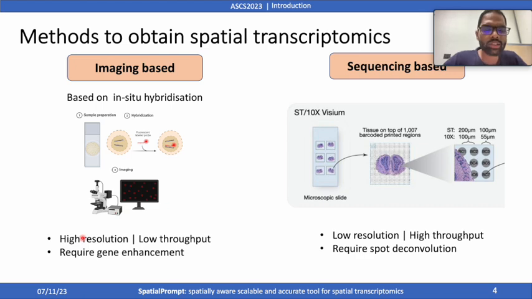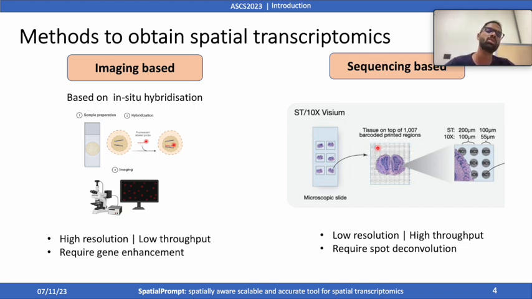The advantage of this technique is that it is high throughput. One can get the transcriptome level of all the genes that are present in our sample, but the resolution is low. This is the downside. The points you are seeing here we call spots. Each spot comprises 10 to 30 cells.